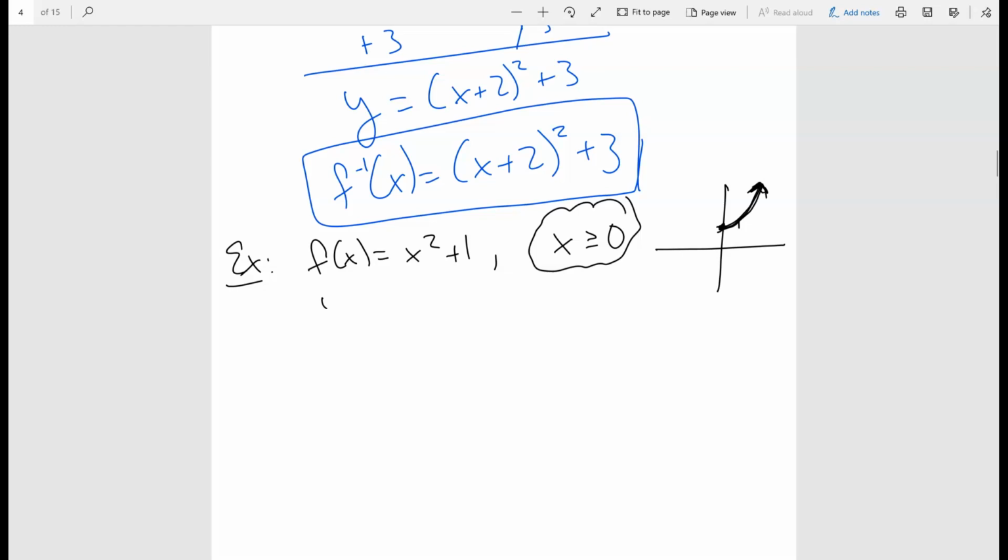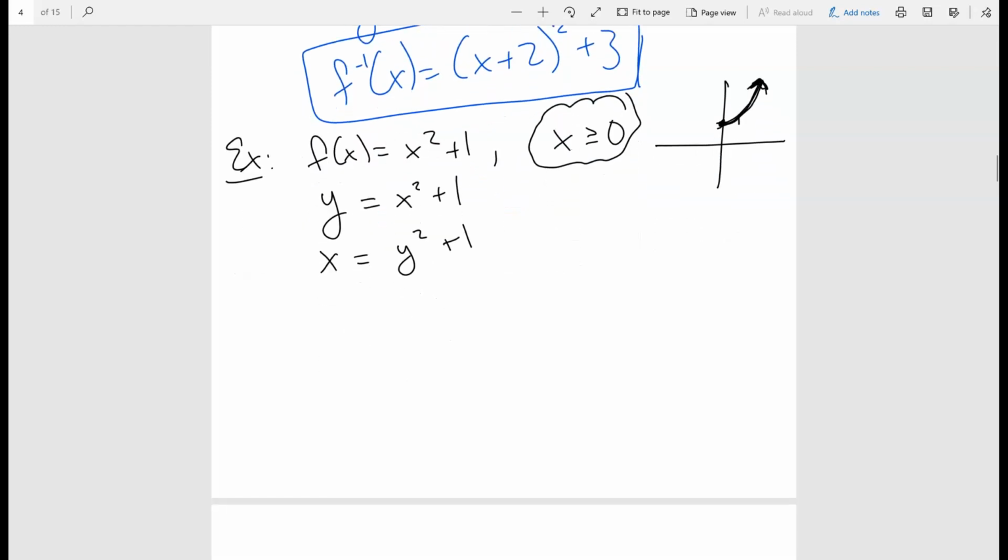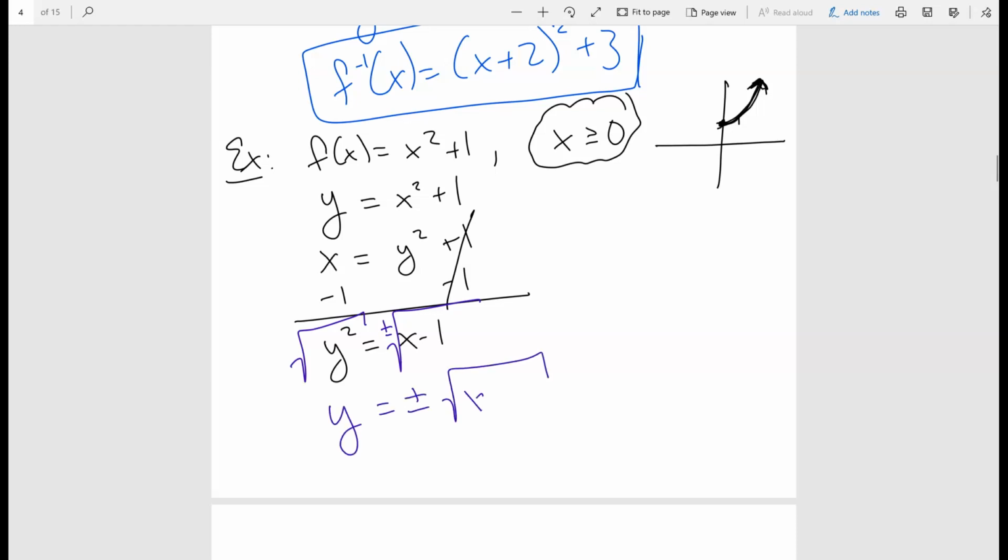Under this restriction, we're going to change y is equal to x squared plus 1. We're going to subtract 1. We're going to change the y to an x and this to a y. Let's subtract 1 over, so you have y squared is equal to x minus 1. And then finally, we're going to take the square root. Now, when we apply a square root, we always write plus or minus. So we have y is equal to plus or minus the square root of x minus 1.